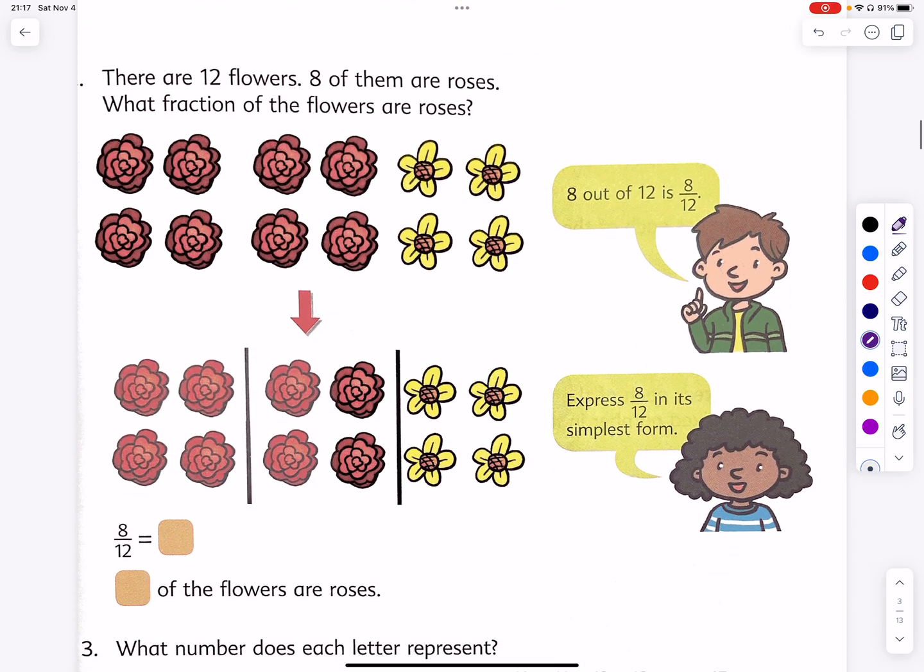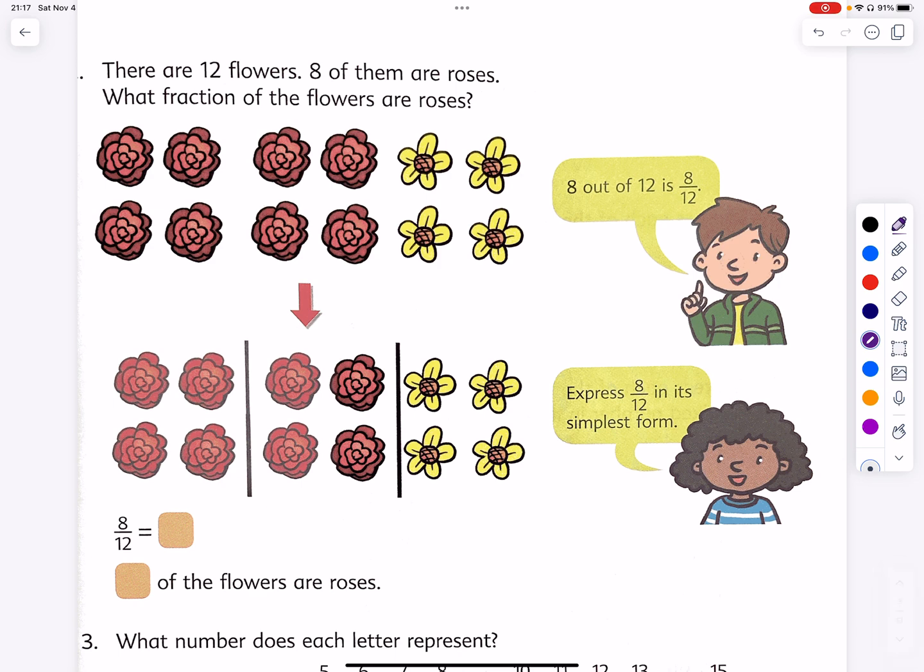Page 61. Super easy problem. There are 12 flowers. 8 of them are roses. 8 out of 12 are roses. Okay, now we can write it down. This is 8 out of 12, and this is 4 out of 12, maybe daisies, right?